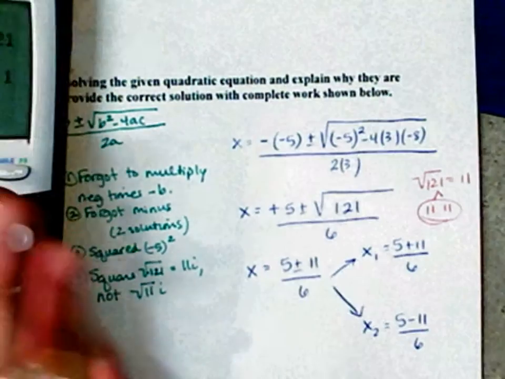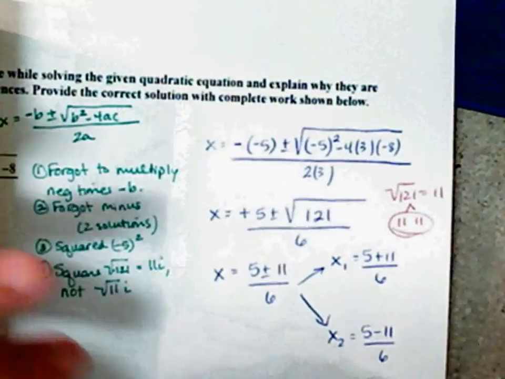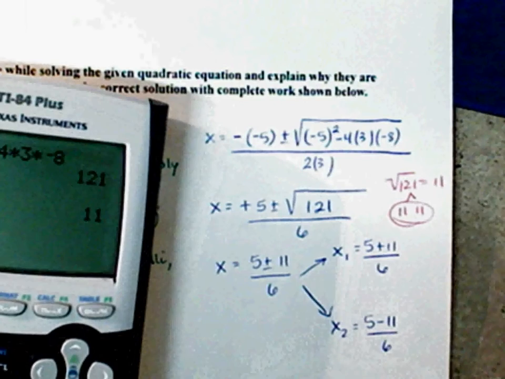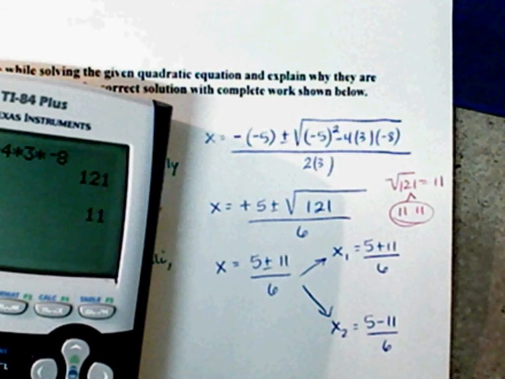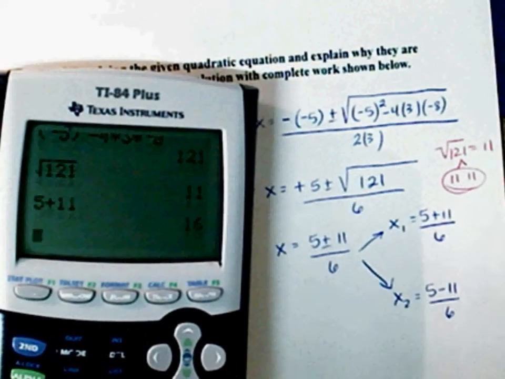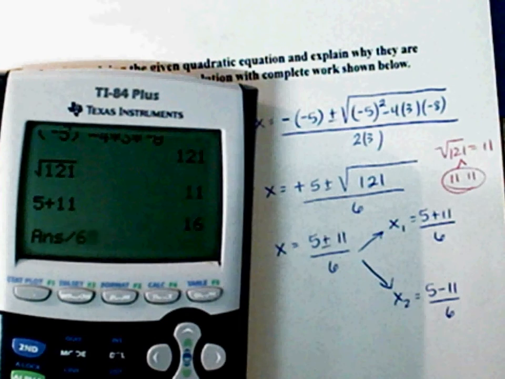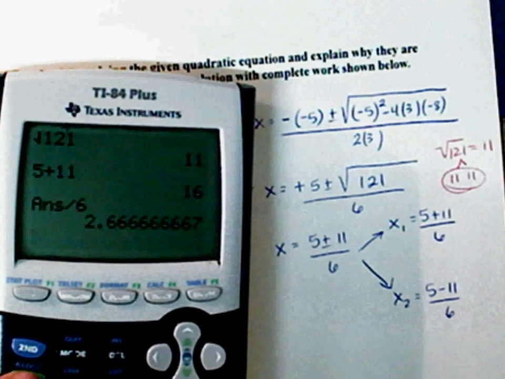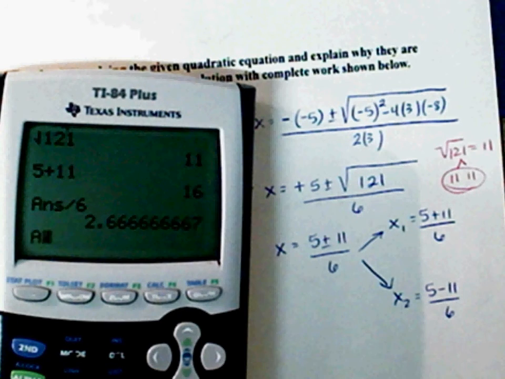So you can go to your calculator, or you can do the math in your head. 5 plus 11, okay, equal, divided by 6, gives you a decimal. Hit math, math, fraction.